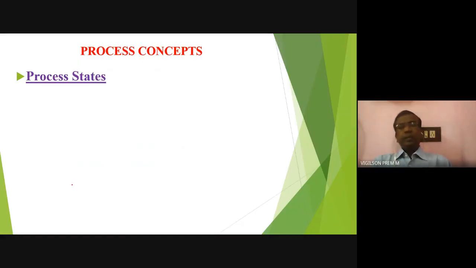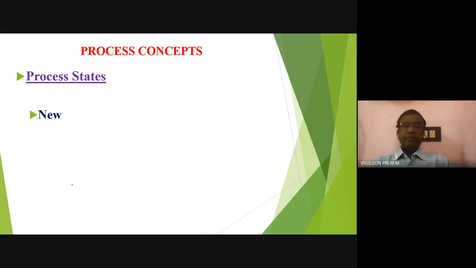Another very, very important part, a question or 4 mark question, is process states. What might be the various states of a process when we are considering a computer system? First let me give the different states, then we will go for the explanation.